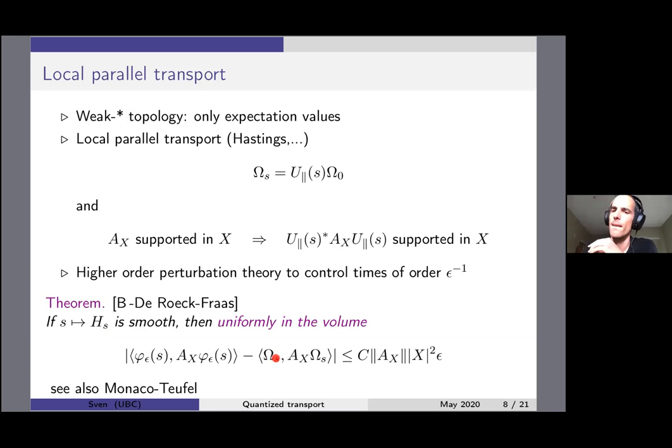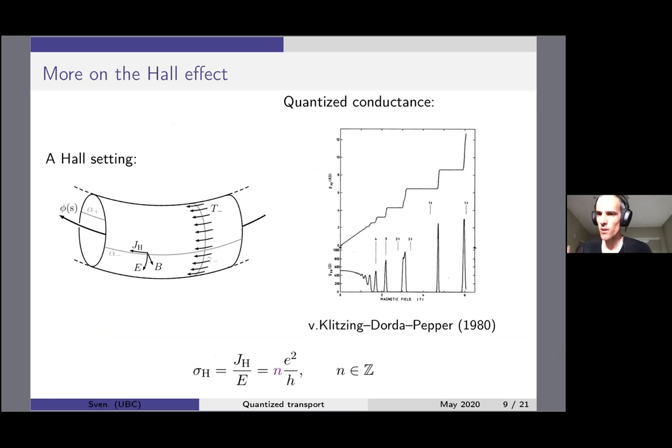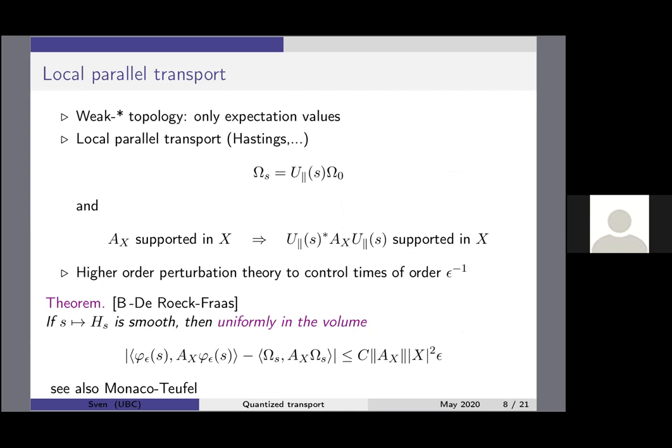Okay, good. So let me come back now to the Hall effect, and we'll see here whether the small driving comes into the game. Question. Yes. What about these higher order perturbation things that you mentioned? Right. So they are not in the assumptions; they are there in the proof. You see the trace of them in the assumption.